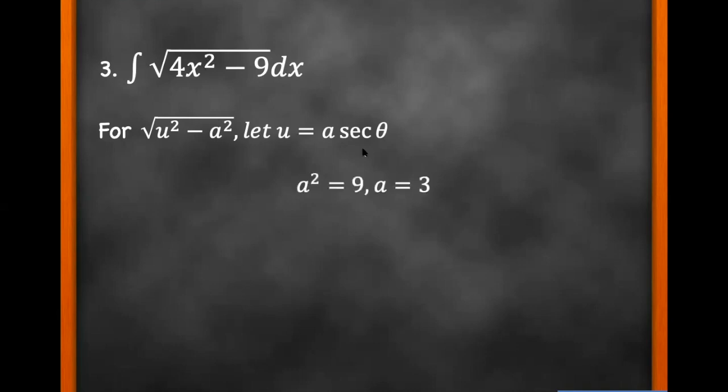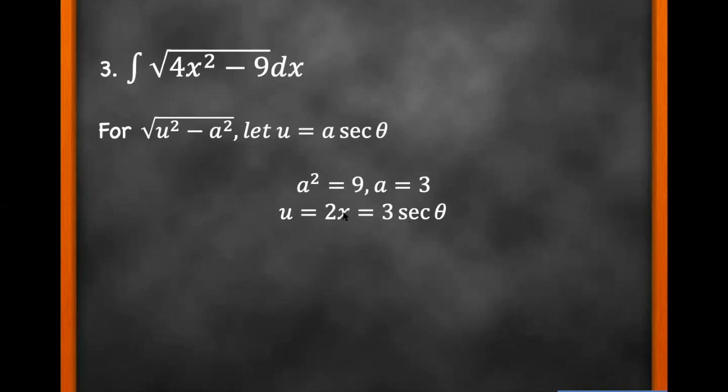So again, we have a squared, which is here equal to 9. To find the value of a, we take the square root of both sides. So we have a equal to 3. And for our u, which is in this part, we take the square root of this. So we have 2x for the value of u. So 2x will be replaced by a secant theta. That's why we have 3, the value of a, times secant theta.